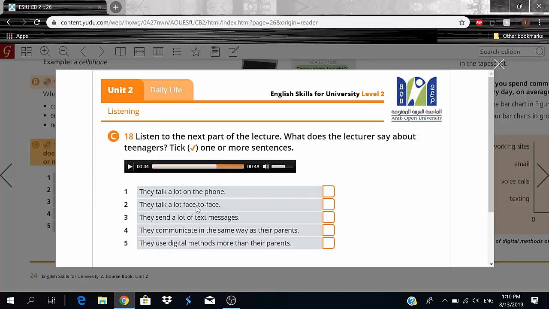Okay, so we know they don't talk face to face. And they don't often talk to them on the phone. Okay, they don't talk a lot on the phone, so these two are out.